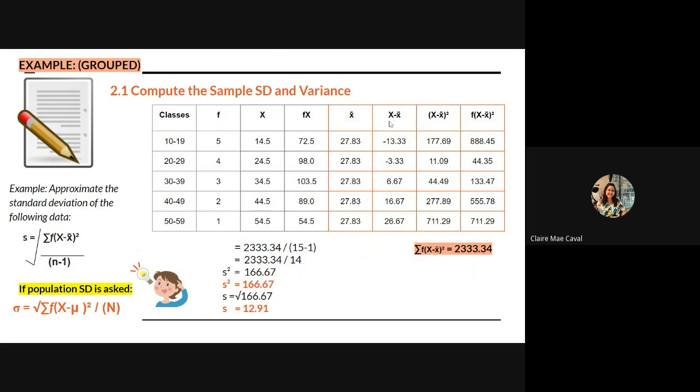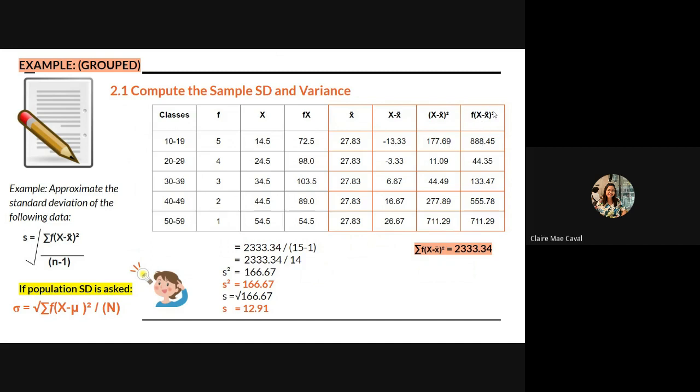X is actually the class mark minus the sample mean. So example, that's 14.5 minus 27.83. That's negative 13.33. And so on and so forth. And here you just get the square of the difference of your class mark and sample mean, the square of this one. So negative 13.33 squared, that's 177.69. And so on and so forth. You do the same here.